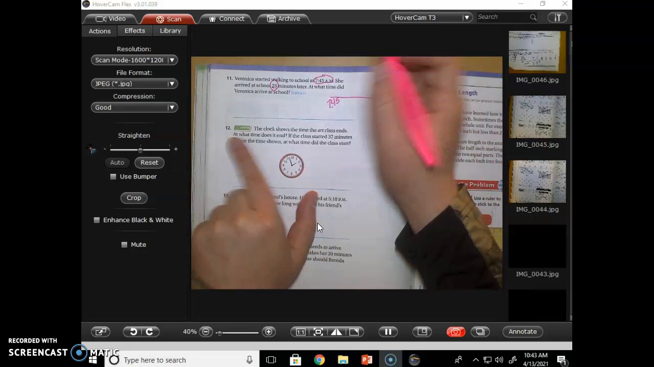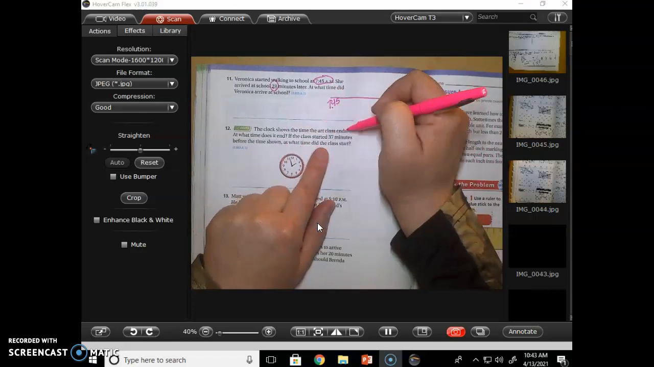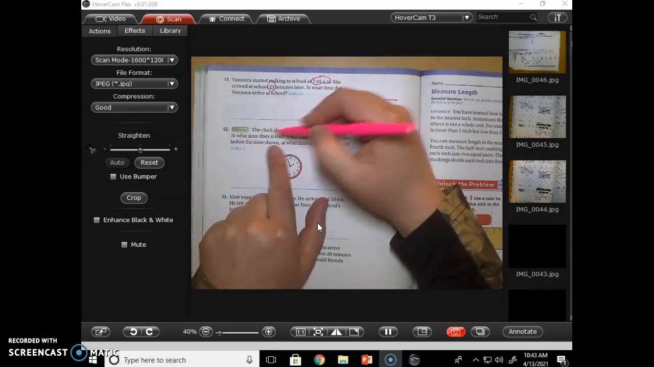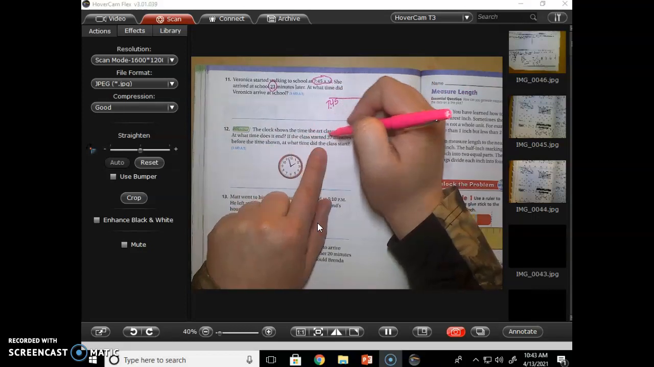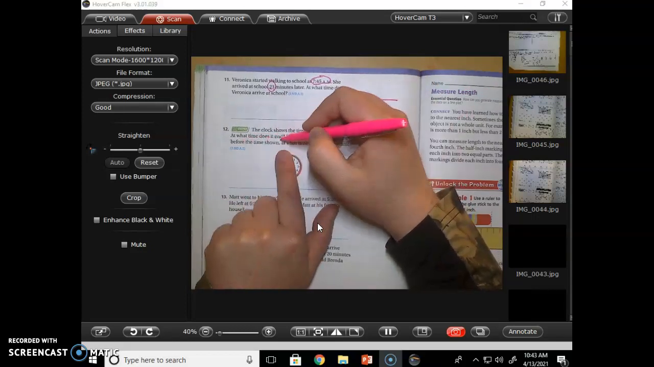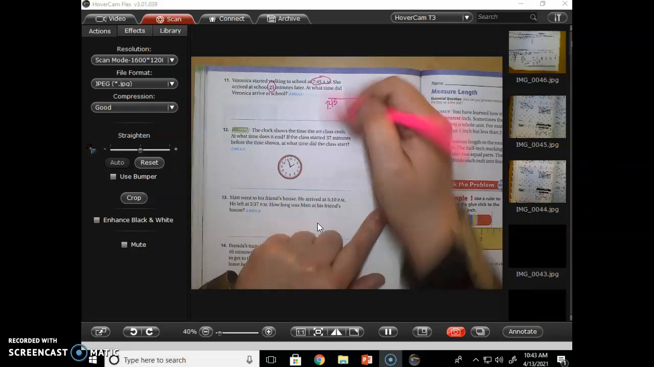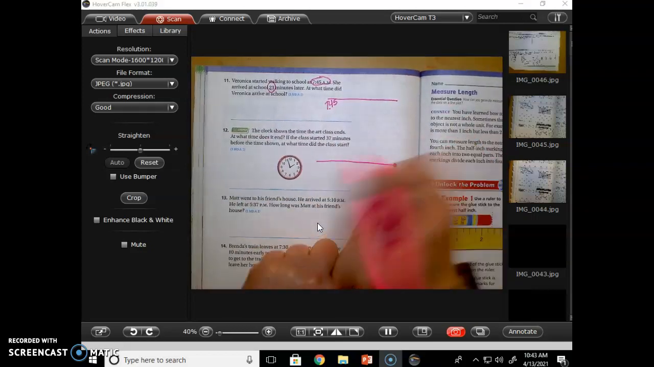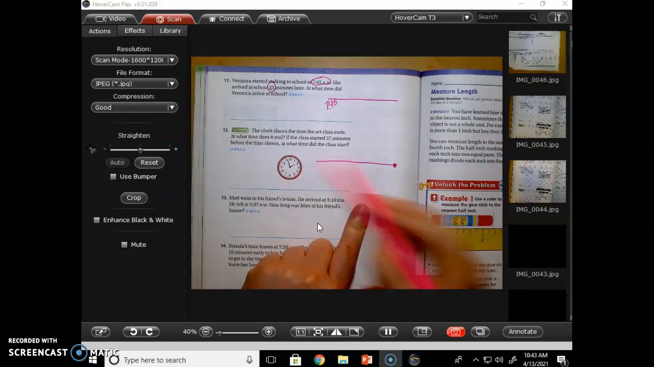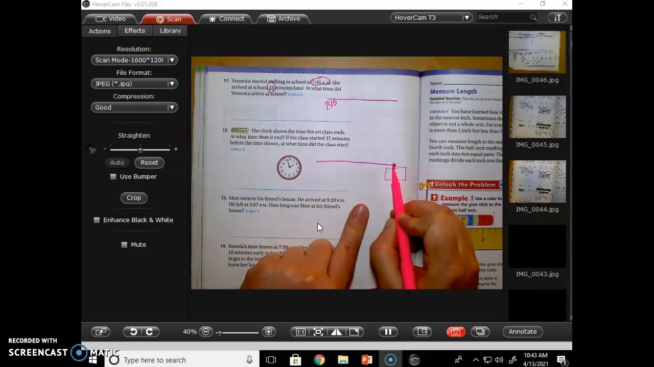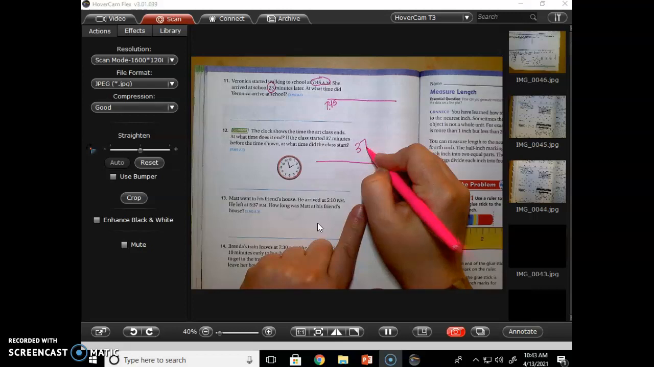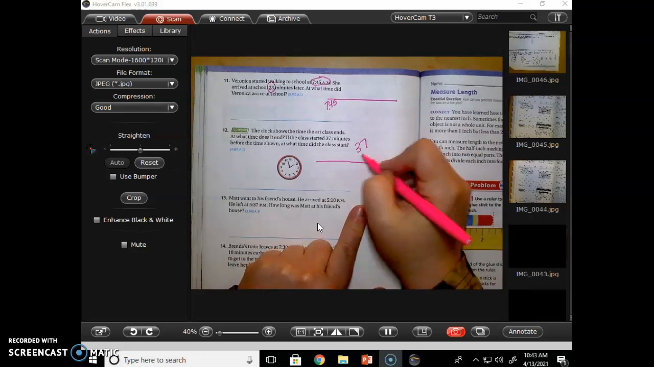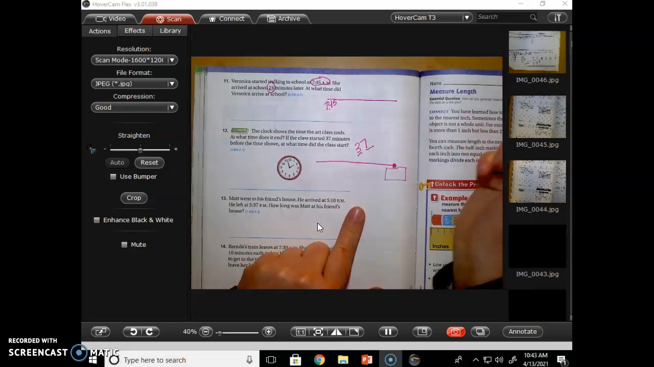Number 12. The clock shows the time the art class ends. At what time does it end? If the class started 37 minutes before the time shown, at what time did the class start? So number line. First, to get this end time, you have to find the time on the clock. Write that time here, and then you need to jump back 37 minutes. Think 3 tens, 7 ones.